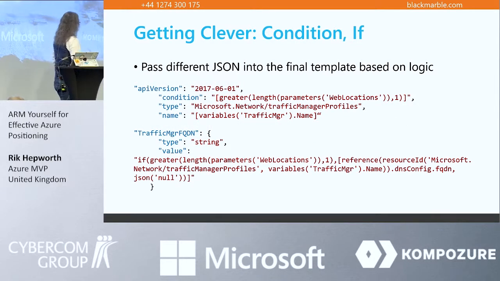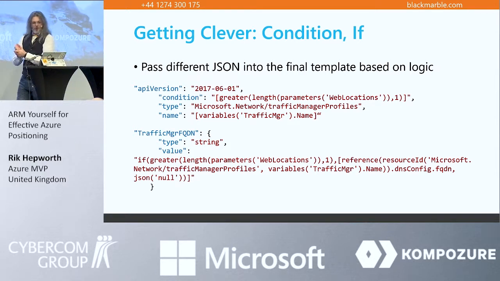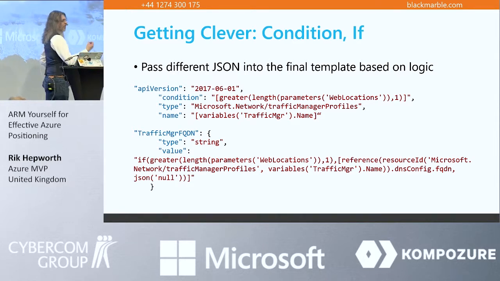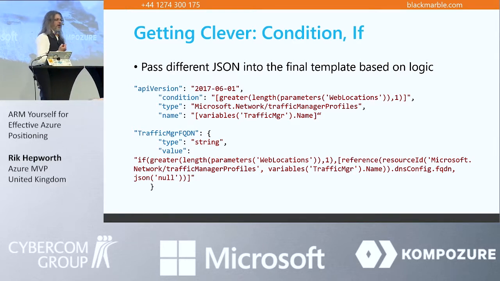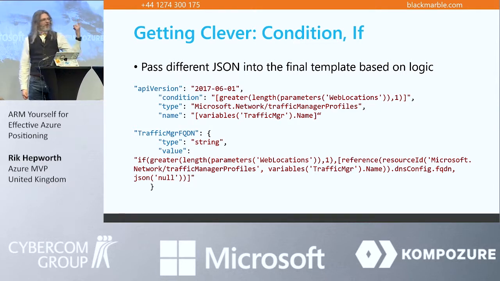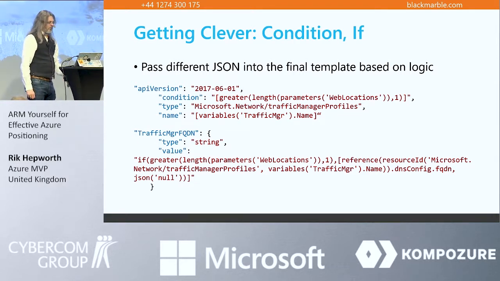Not long ago, the great gods in the ARM team also introduced conditionals, and we love them for it. So the template that is my example, if I only specify one region in my parameter, then why do I need Traffic Manager? So in the Traffic Manager JSON, there's a condition at the top that basically says, if there's only one element in the web locations array, don't deploy this. And I did that, and it was brilliant. My template crashed. I went, hang on a minute, what's going on?